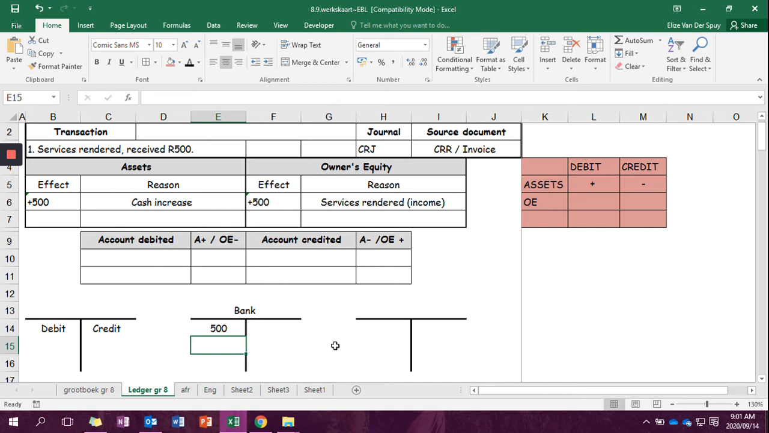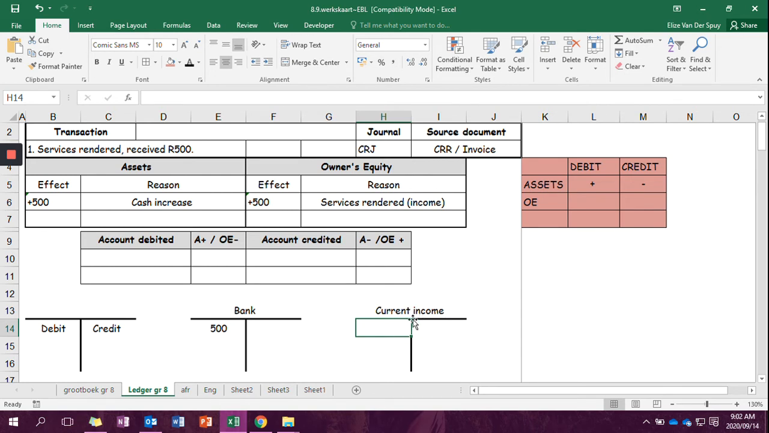Now we have debited bank, and we need to give the other T account also a name. Most of the time, two T accounts are involved in every transaction. Sometimes there can be three if you, for example, bought two things from one cheque. But for this exercise, we'll only have two T accounts. So what do you think we should give the other T account as a name? We are going to call it current income, because that is why the business has received money, because we rendered a service.